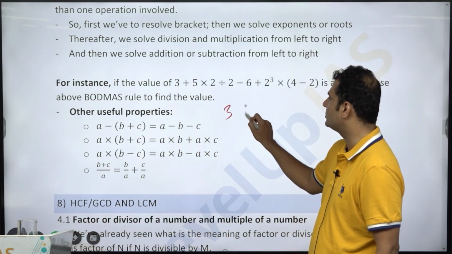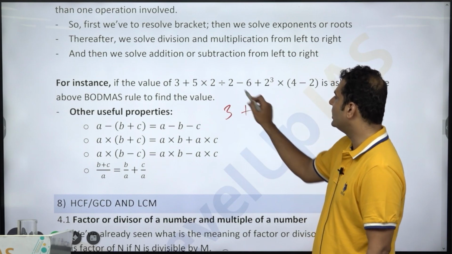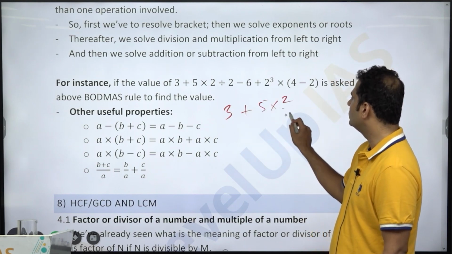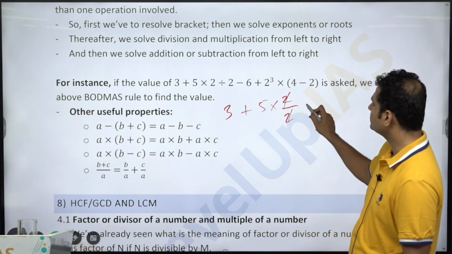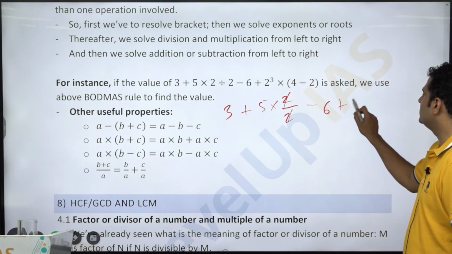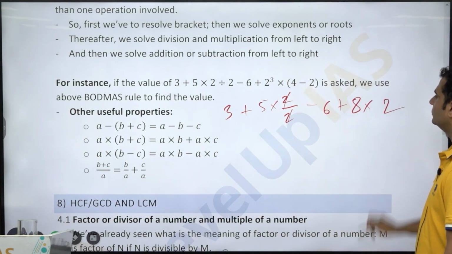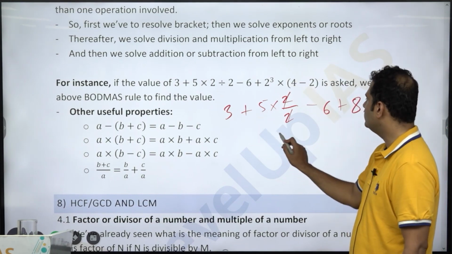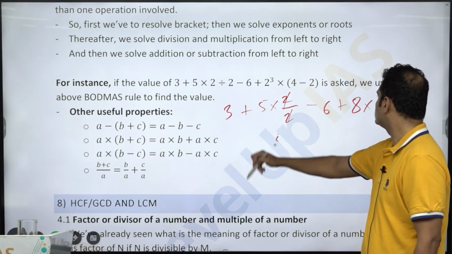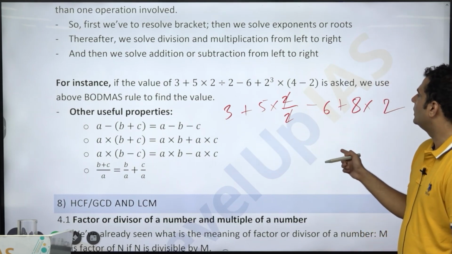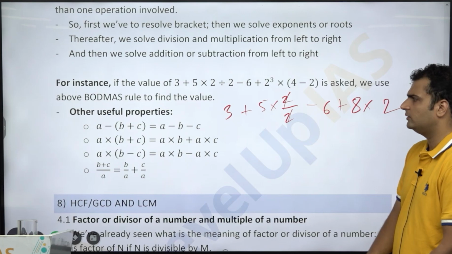So 3 has to be written separately. This is 5 into 2 by 2, 5 into 2 by 2. So this is 1 minus 6 plus this is 8 into 4 minus 2 is 2. So क्या आएगा? 3 plus 5, 8 minus 6 is 2, 2 plus 16. So that would be 18.